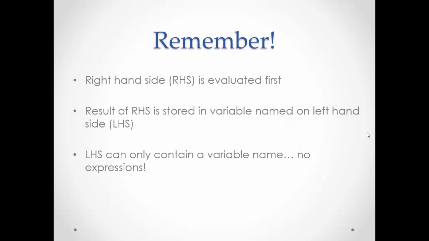So as a summary, let's remember these things. First of all, the right-hand side is evaluated first. Secondly, when we get the result of the right-hand side, we store it in the variable that's named on the left-hand side. And lastly, and I didn't give an example of this, but the left-hand side can only contain a variable name. It cannot contain expressions. So I will give you an example now. I could not write y plus 3 equals x, because y plus 3 would be on the left-hand side. If I wanted to evaluate y plus 3 and store it in x, I would have to write it x equals y plus 3.